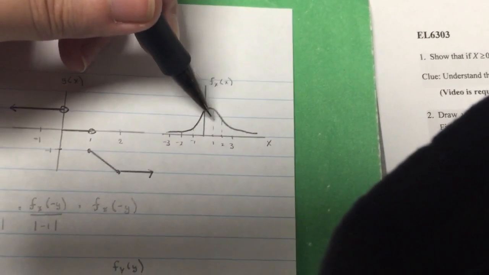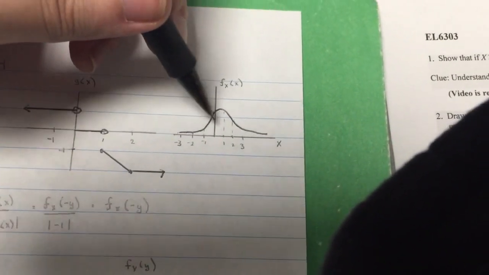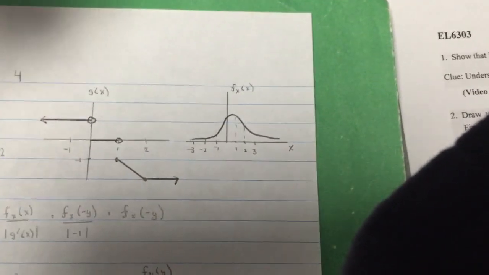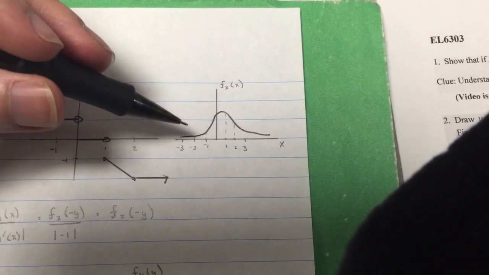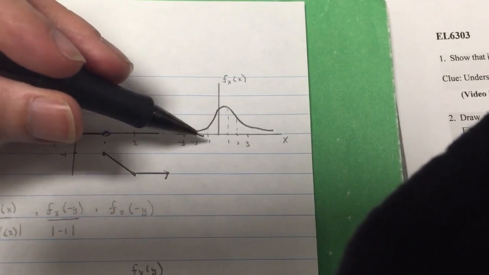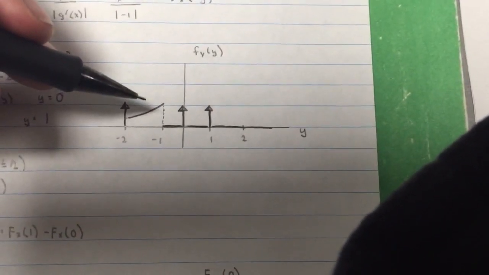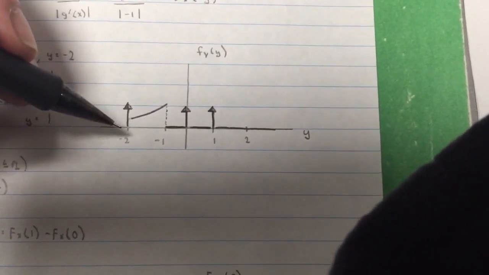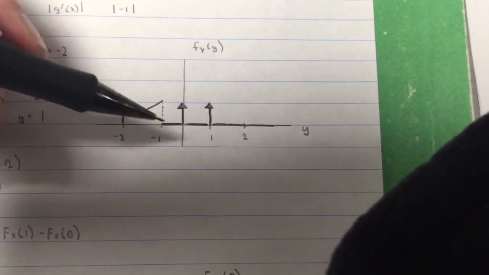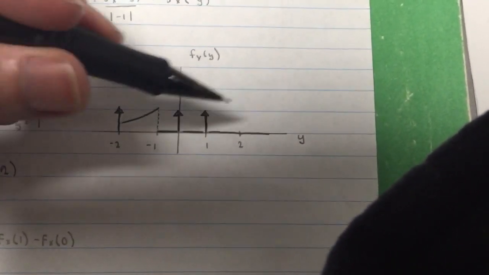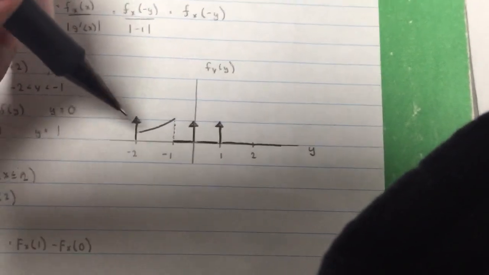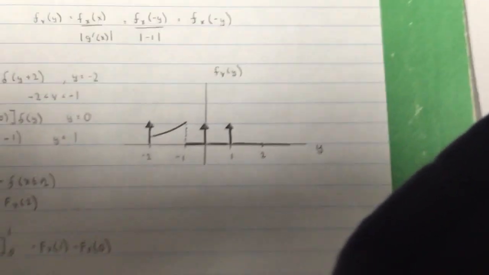But since it's negative, we have to take what it looks like from here. This graph looks almost even, so there's not too big of a difference. But now we take what would look like this slope here, and then we simply just graph it here. So this is the graph of small f of y, where we have impulse functions at -2, 1, and 0, and 0 elsewhere except for -2 and -1, where it's given by small f of x of -y.